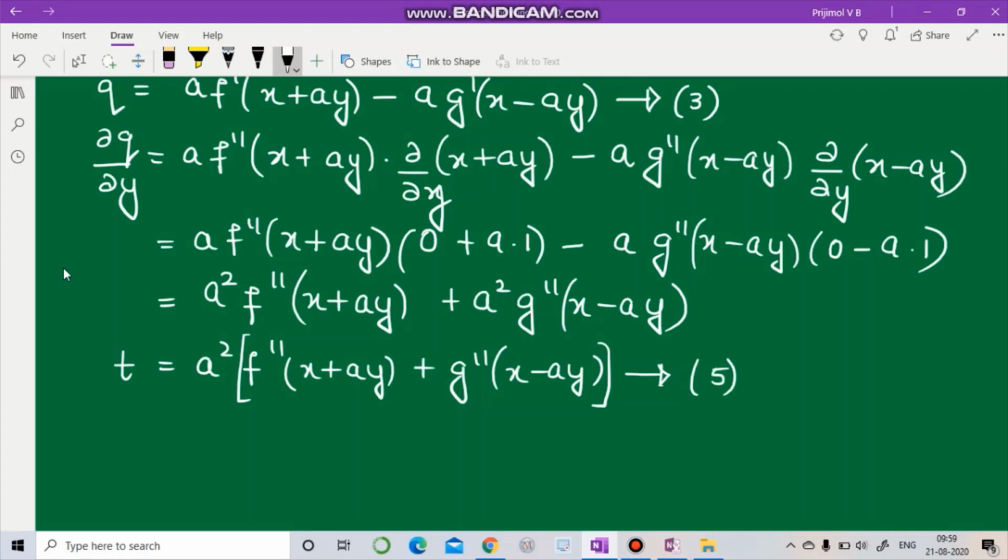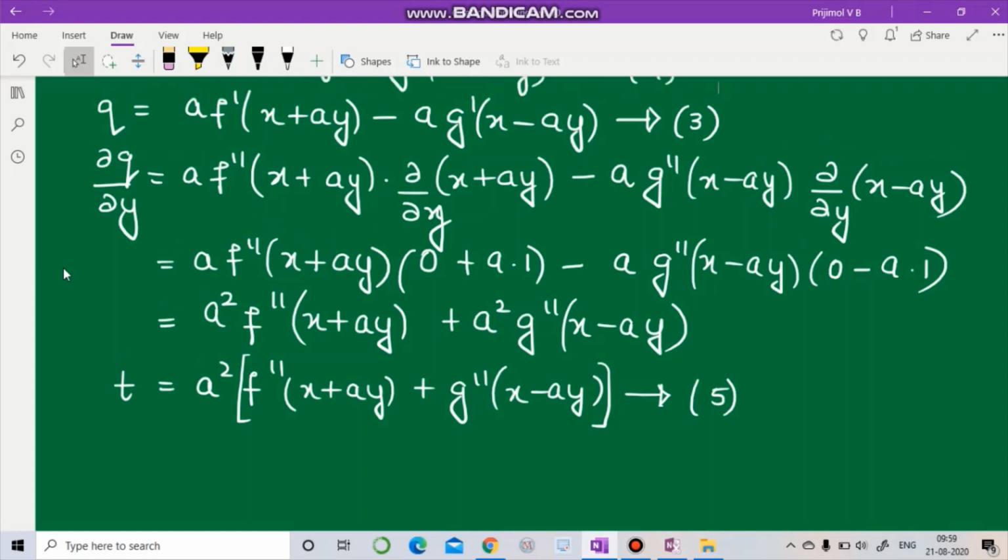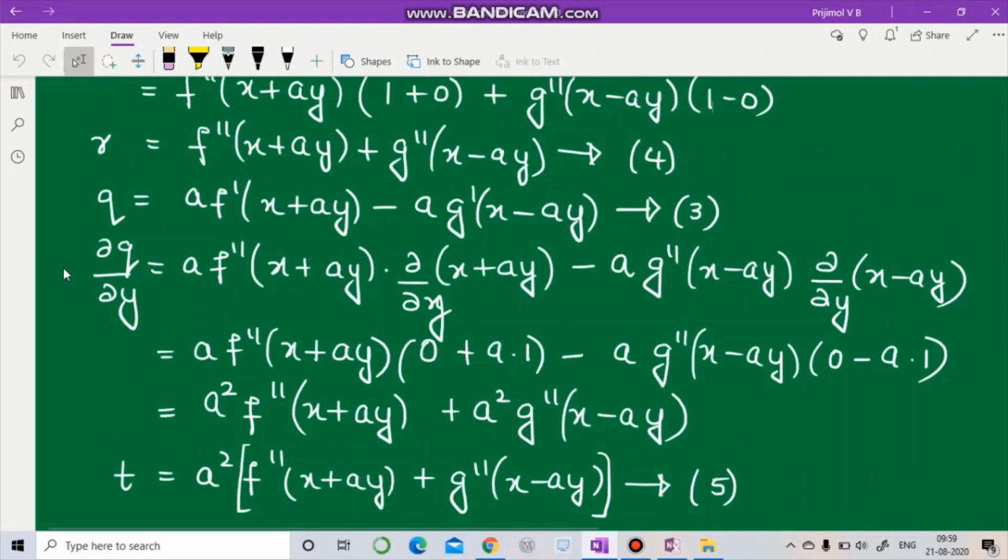Now students, we have found out two second order partial derivatives. That is, we have found out t and we have found out r. Now I don't want to find s, because using equation number 4 and 5, I easily get a partial differential equation of second order, because you can simply substitute equation 4 in equation 5. That's all. You don't have to use all the equations to eliminate the arbitrary functions. You can use any equations. See to it that you get a second order partial differential equation without arbitrary functions.